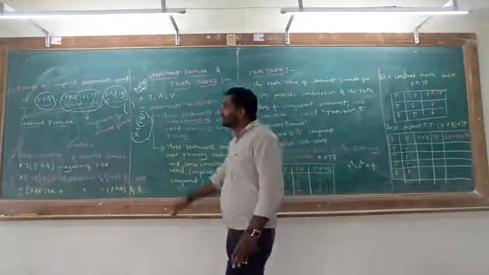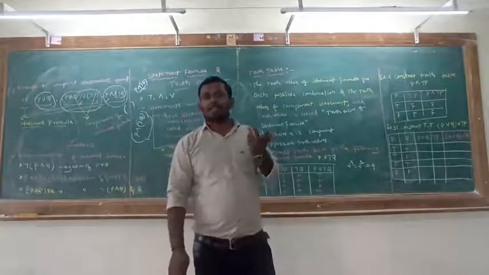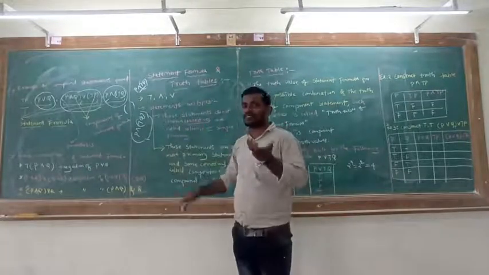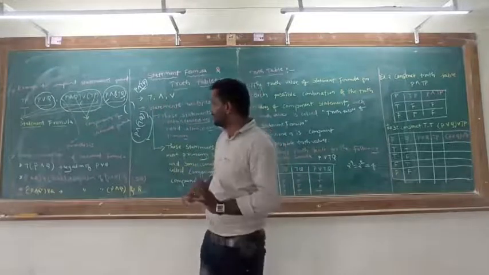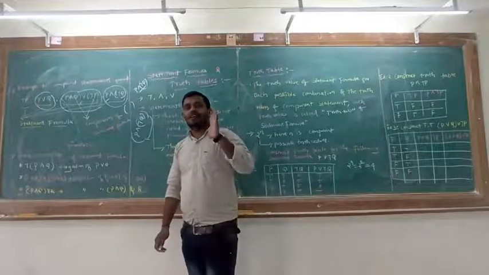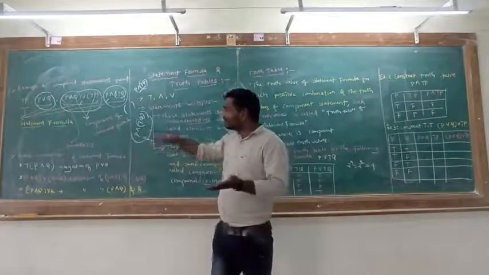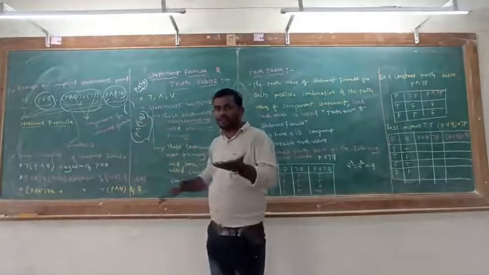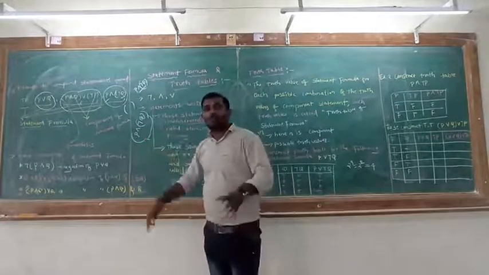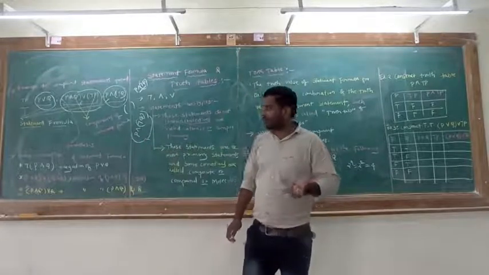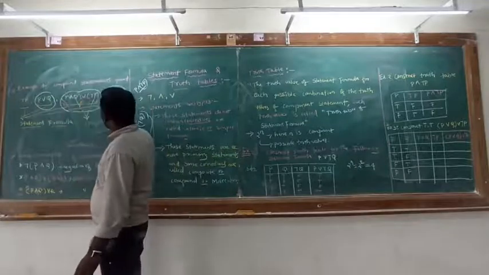So this is the statement formula. Statement formulas are constructed from primary statements, some connective symbols and parentheses. To simplify a statement formula, first the innermost parenthesis has to be evaluated, and after that the outermost parenthesis has to be simplified. So this is called a statement formula.